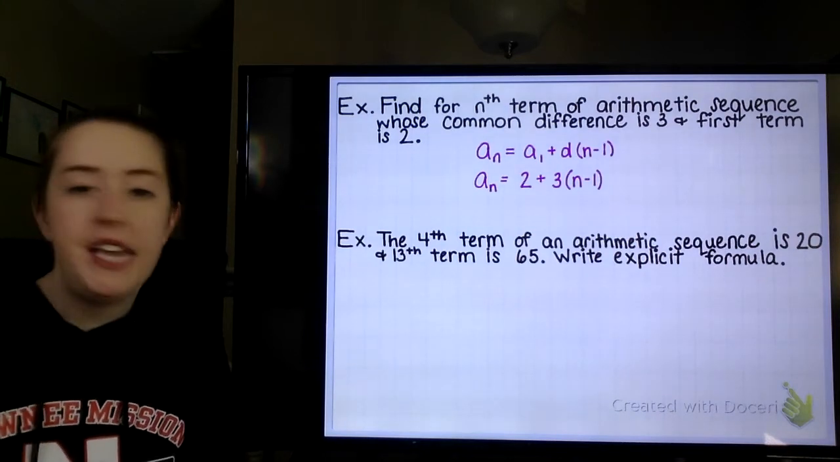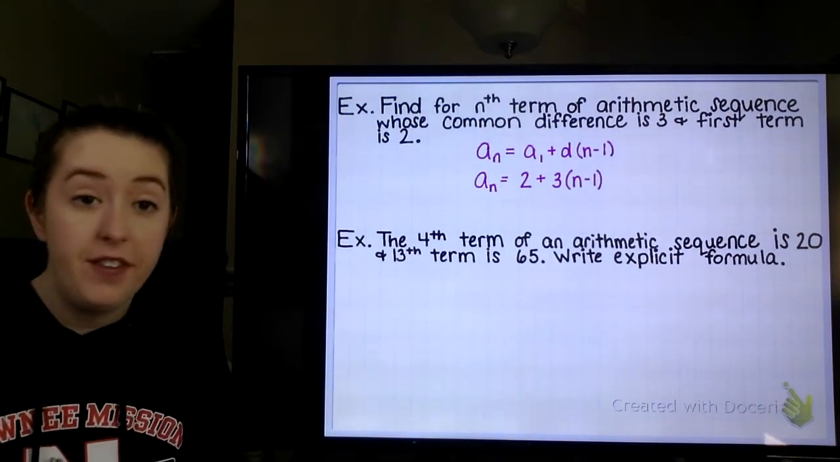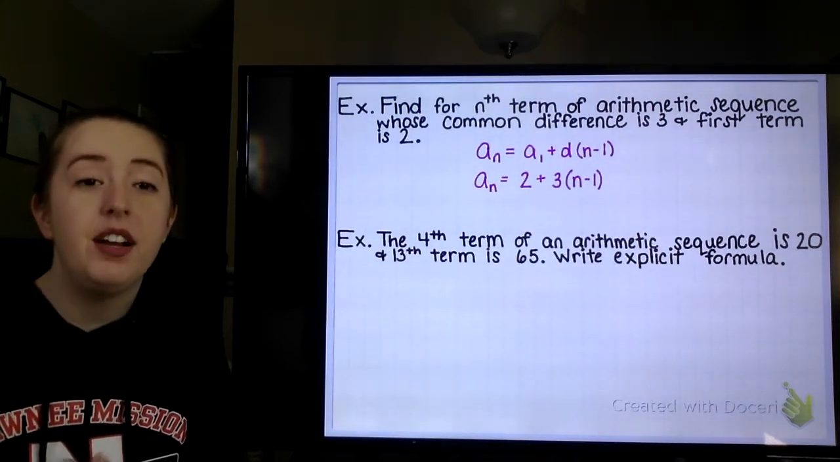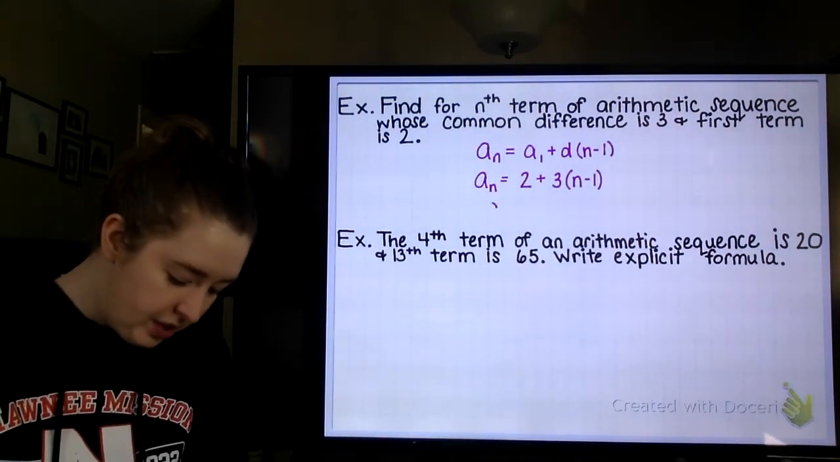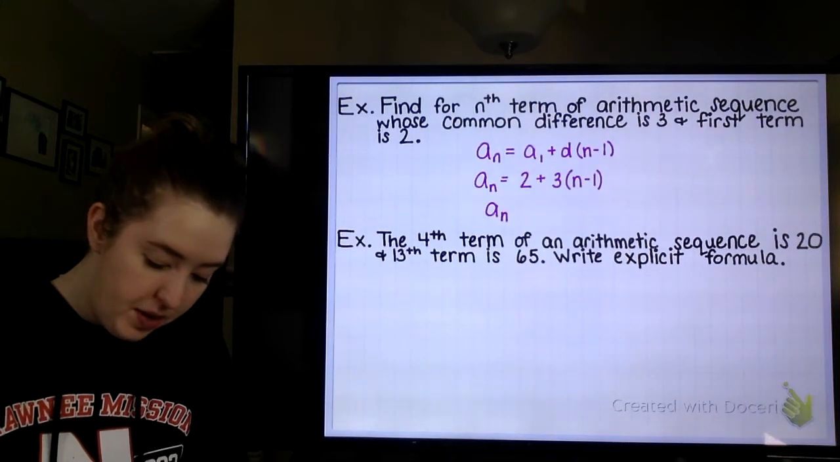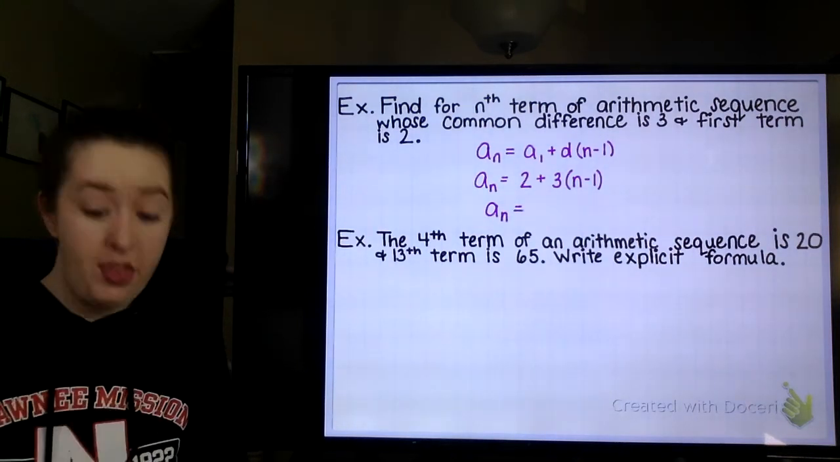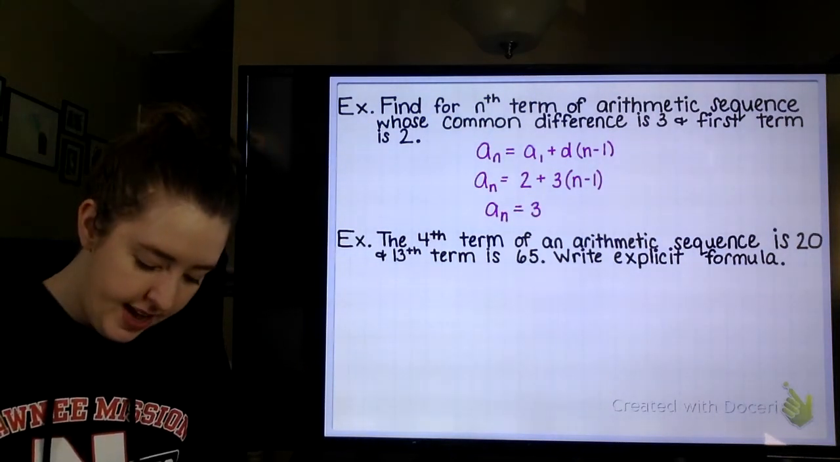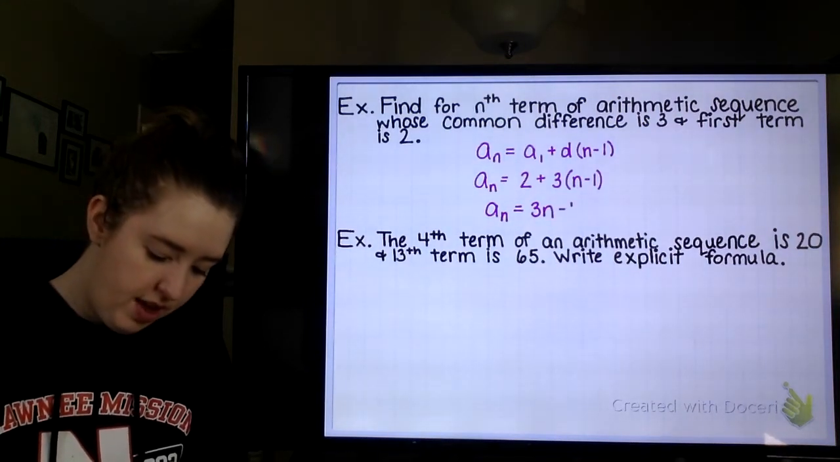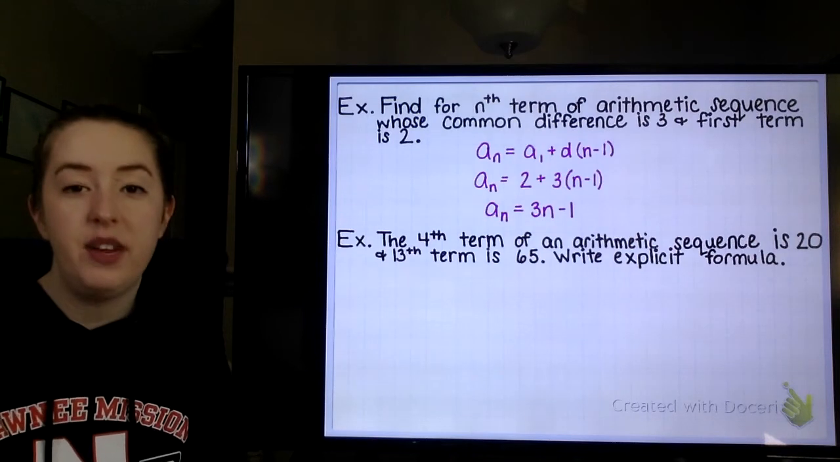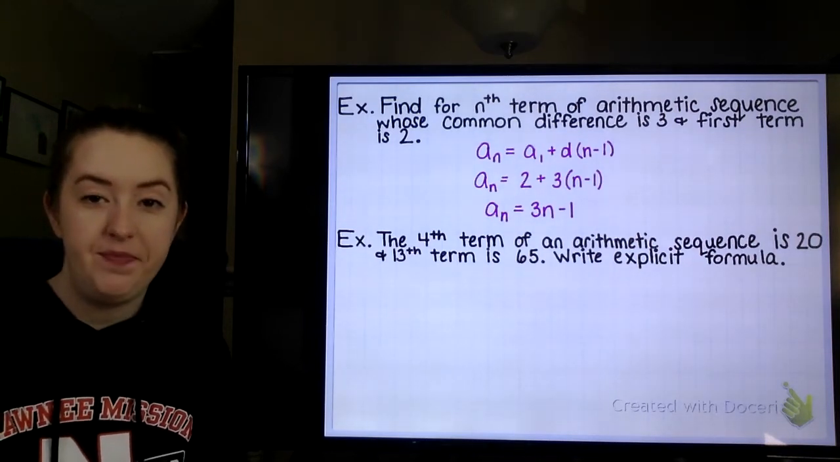Now, if you want to just keep it just like that, that's totally fine. However, when I have to plug things in a lot, that can get a little bit annoying. So it might also be nice to clean it up a little bit. If we were to distribute that 3 out, we'd end up with 3n minus 3. Combine it with that plus 2 at the end, so I end up with 3n minus 1.